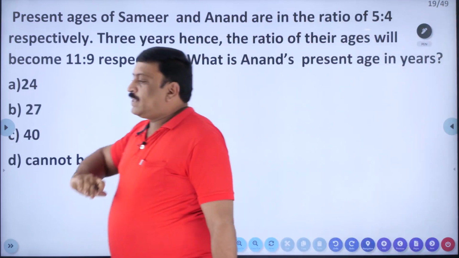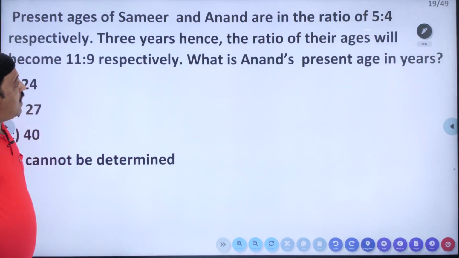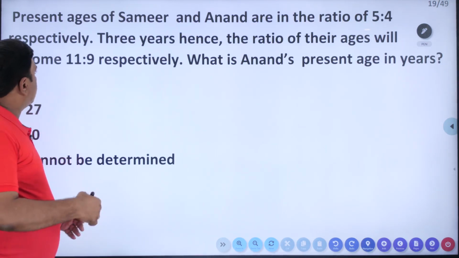Present ages of Samir and Anand are in the ratio 5:4 respectively. 3 years hence, the ratio of the ages will become 11:9 respectively. Okay, fine. This is present and 3 years hence. What is Anand's present age in years? You try that one, then I can discuss it.